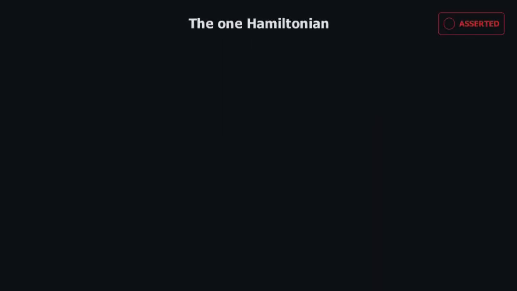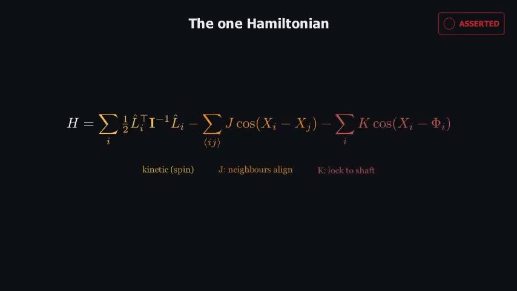and a direction no choice of parameters can ever remove. First, the law. On the lattice, the energy is the most general, local, non-dual thing you can write, and only three kinds of terms survive. A kinetic cost to spinning, a stiffness, J, that makes neighbors want to line up, and a locking, K, that pins each channel to its shaft. That is the whole rulebook, and the physical vacuum is the corner where locking dominates.